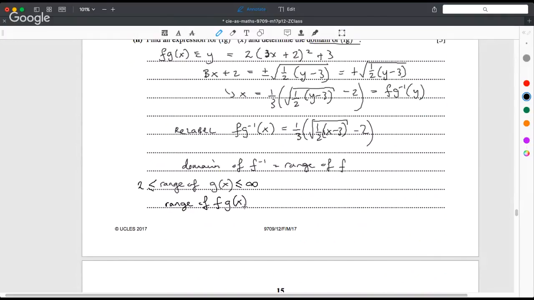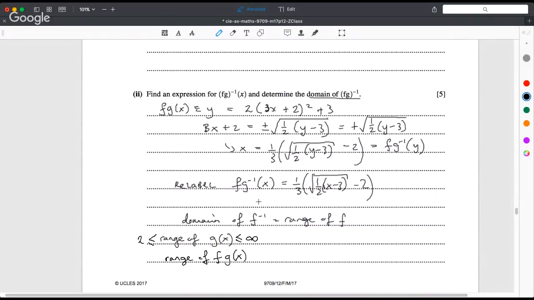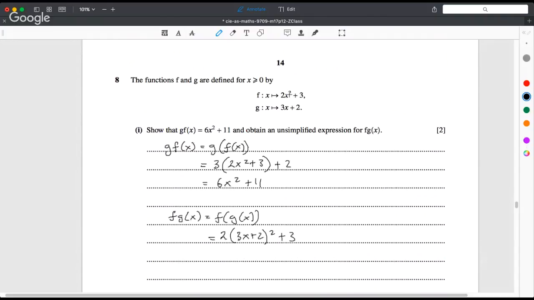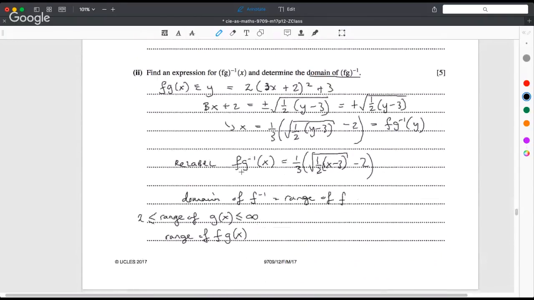And therefore, the range of f of g of x: if we look at fg, the smallest this input can be is 2. Wait, no, we're looking at f. So yeah, okay, it does work out the same. So the smallest this can be is 2 times 2 squared, which is 8, plus 3, which is 11, and less than or equal to infinity. Sorry, the first way I was doing it would actually have given you the right answer.